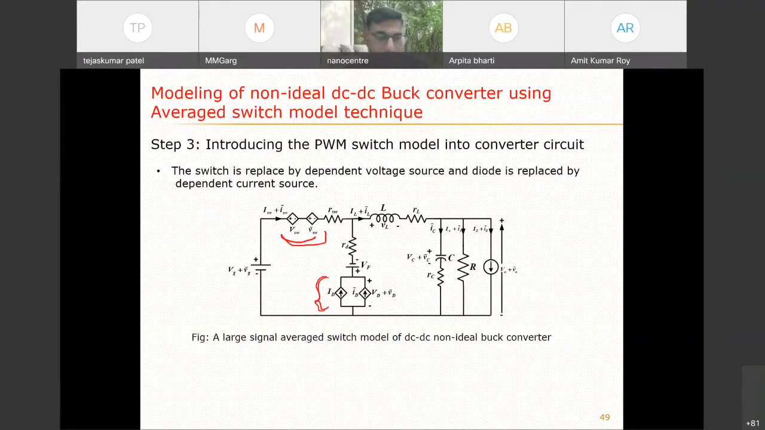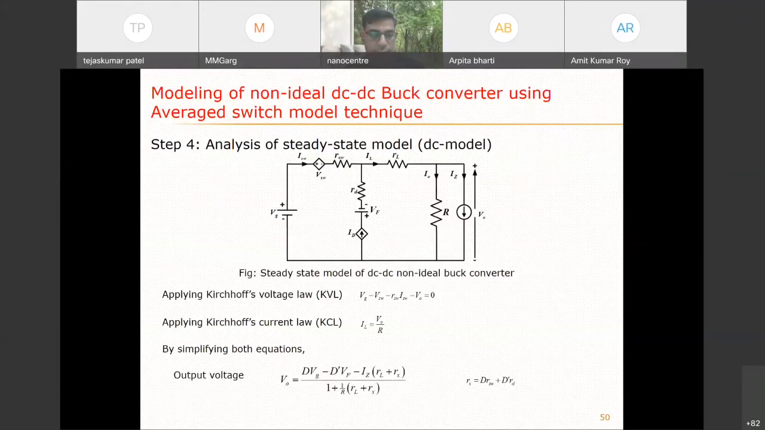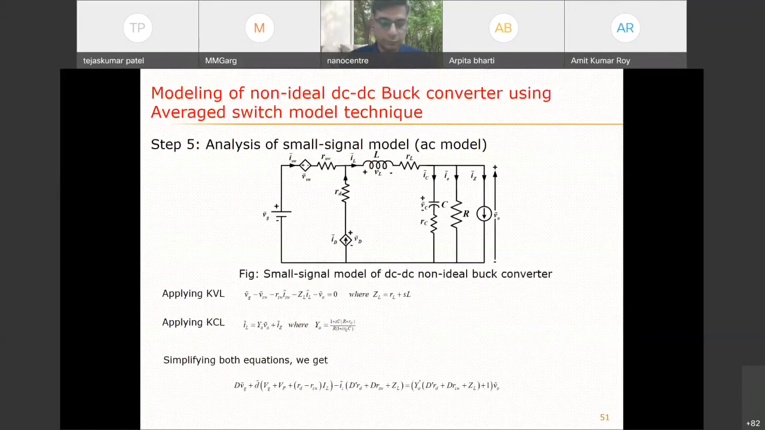After getting the average switch model and average diode model, we replace them in the circuit. Because the switching device is the nonlinear element in this converter circuit, we have replaced it with the average switch model, and the diode with the average diode model. Now this entire circuit becomes linear, and by simply writing the KCL and KVL equations, we can get the various transfer functions.